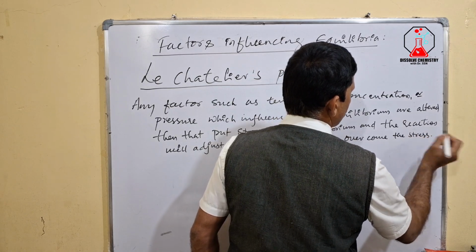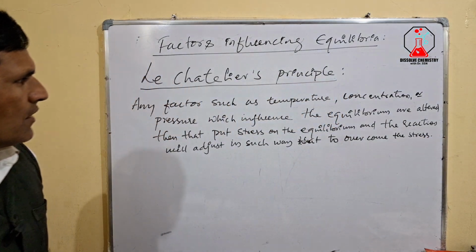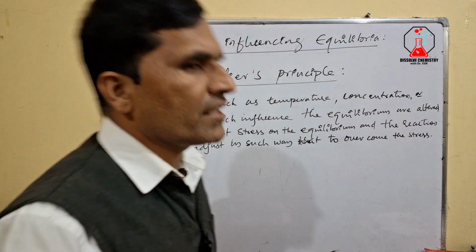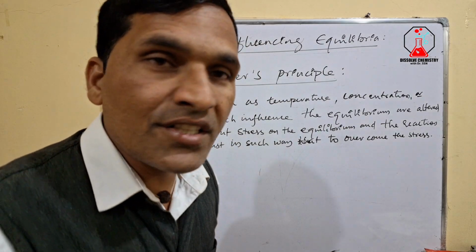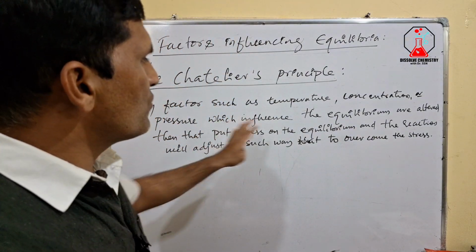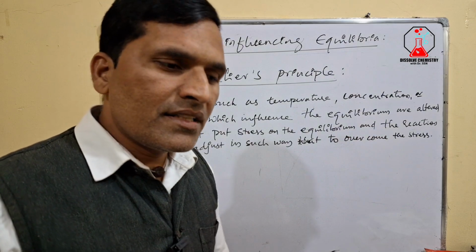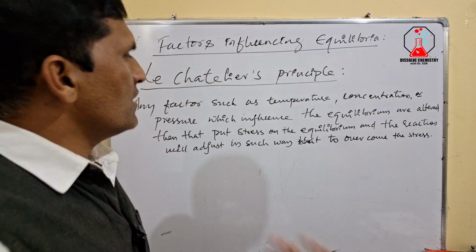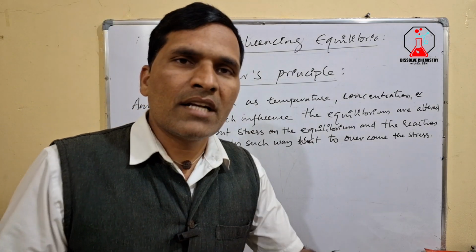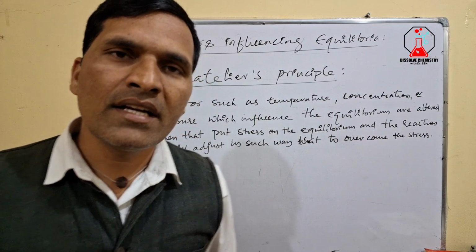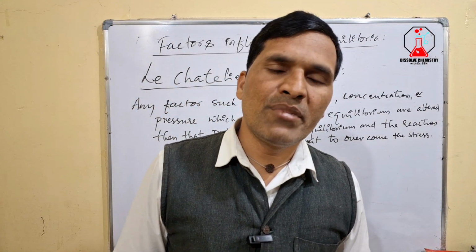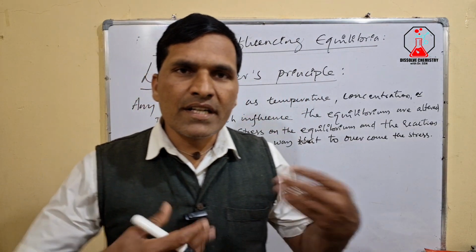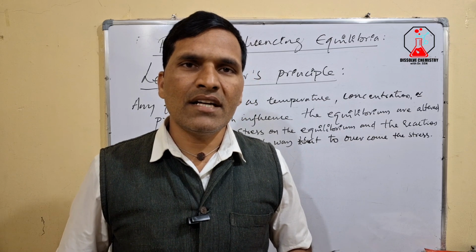Any factor such as temperature, concentration or pressure which influence the equilibrium, if altered, puts stress on the equilibrium, and then the reaction will adjust in such a way as to overcome that particular stress which is applied, and it will re-establish a new equilibrium. So we will take an example and try to understand that one.